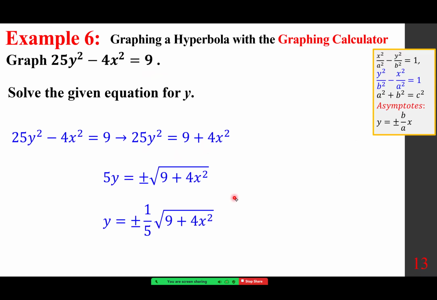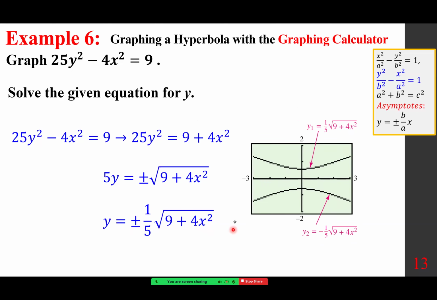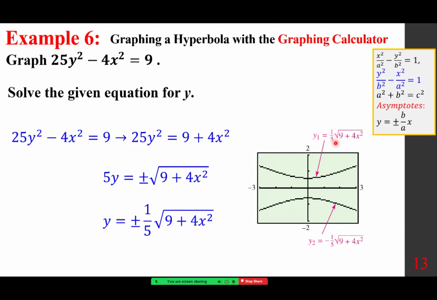When you put it into a calculator, you put the positive 1 fifth square root of 9 plus 4x squared as y1, and negative 1 fifth square root of 9 plus 4x squared as y2. And it gives you the top half, positive y1, and the bottom piece, negative. I just wanted to mention, and I've shown you that one with respect to an ellipse, you have to solve for y, and it gives you two pieces. Because remember, this is not a function.